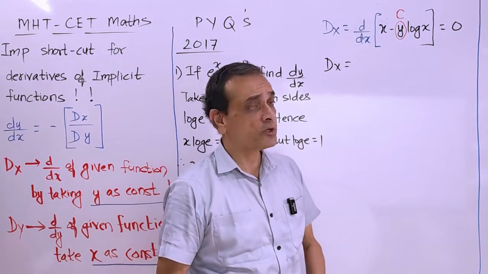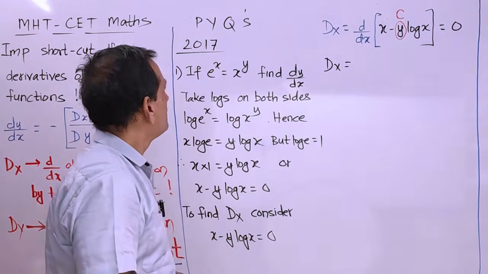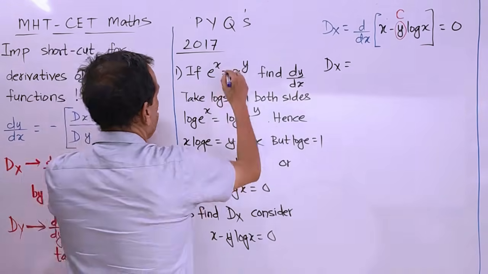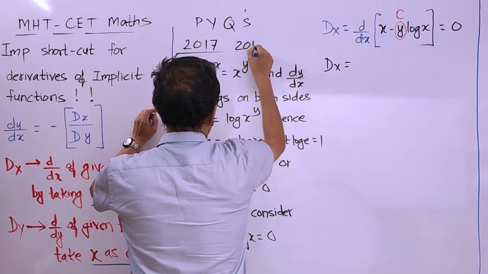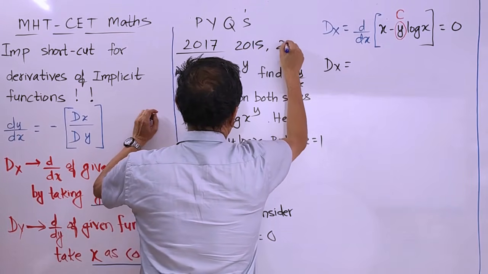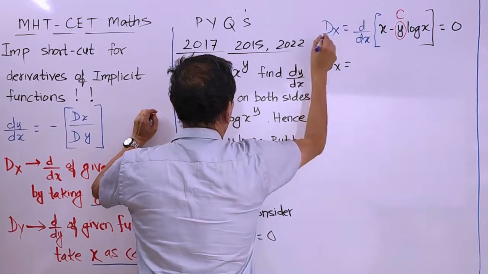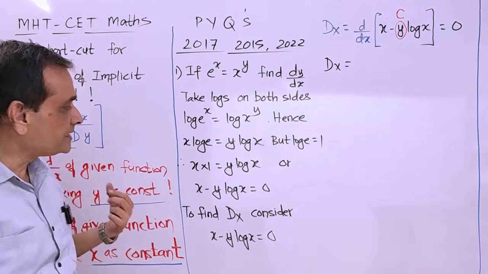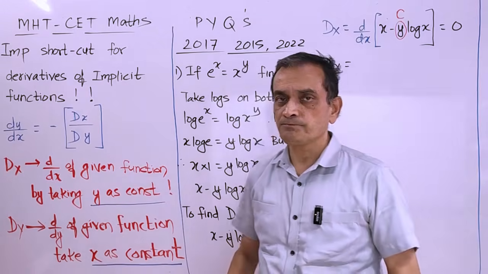Okay, so today I am going to take some problems, PYQs, from 2017. Some are from 2015 and 2022. All implicit functions today using this shortcut formula.